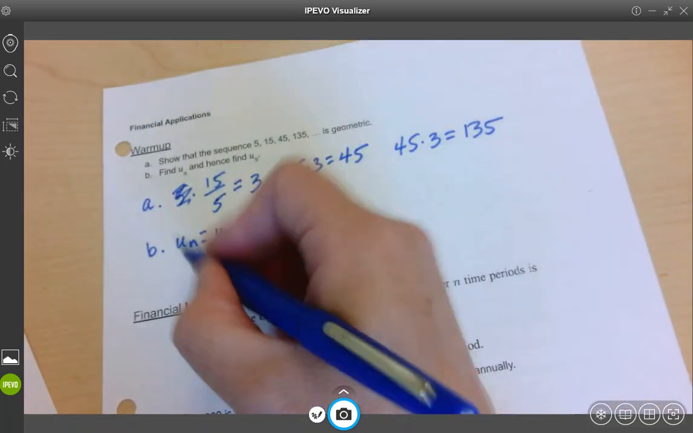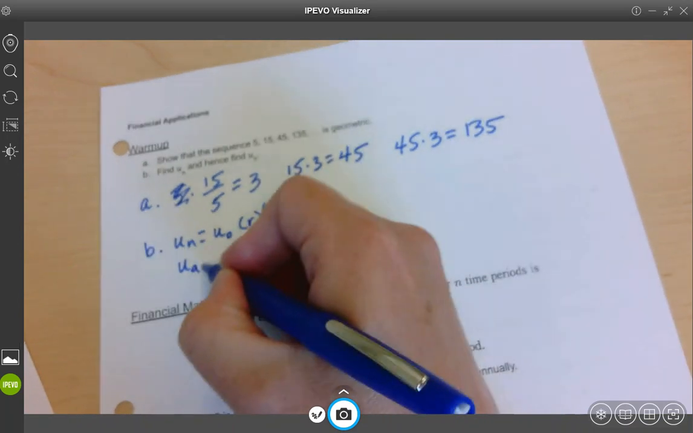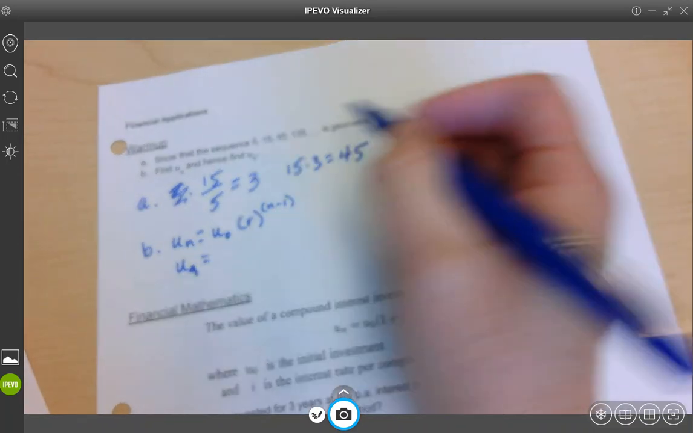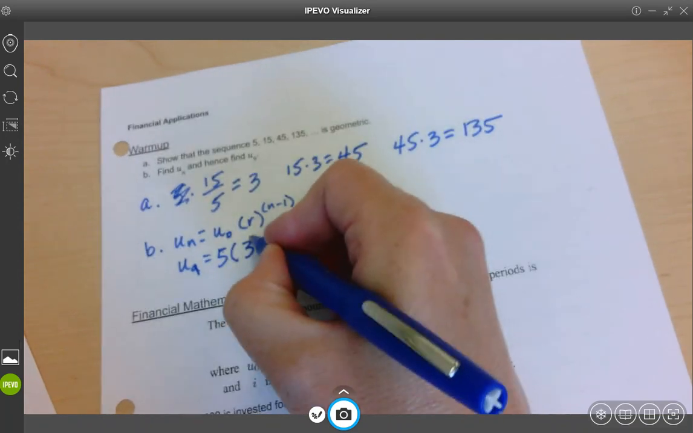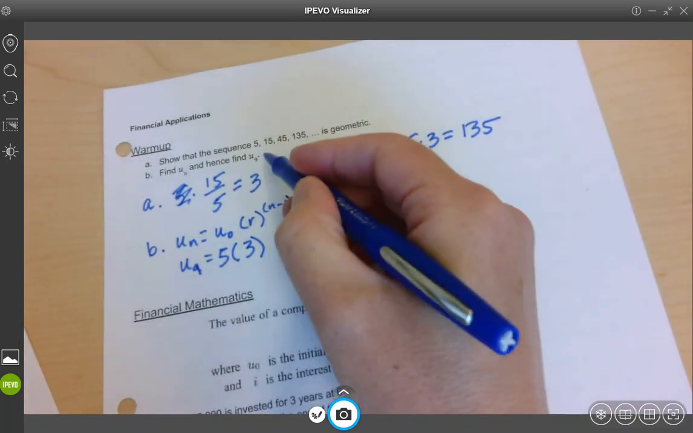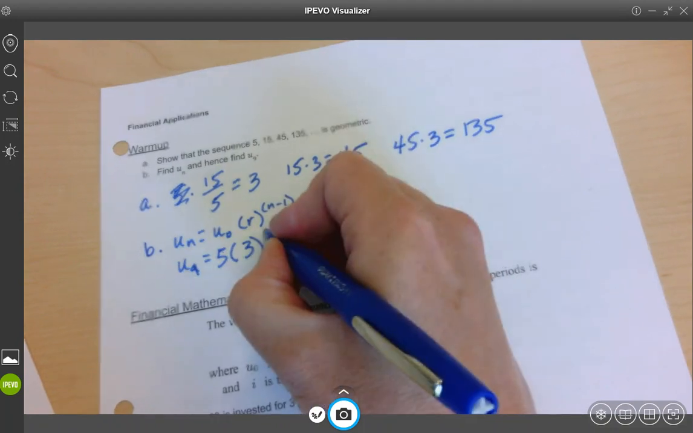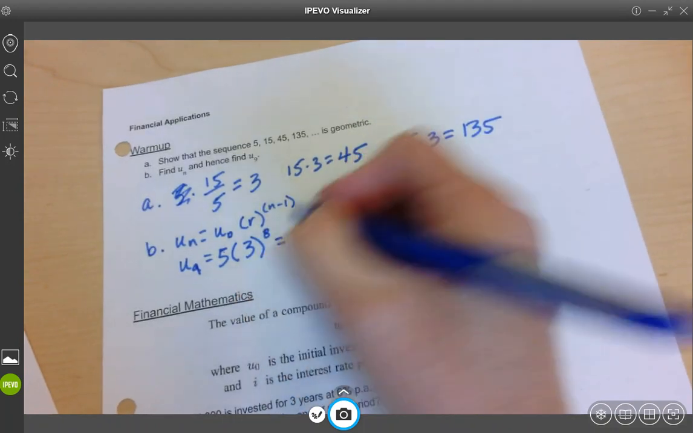So to find the ninth term, which is called U sub 9, we take the first term, 5, multiply by the R, which is 3, and we multiply 9 minus 1 times, so we do that 8 times.